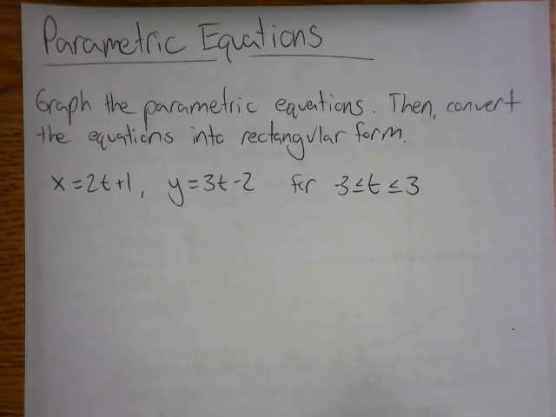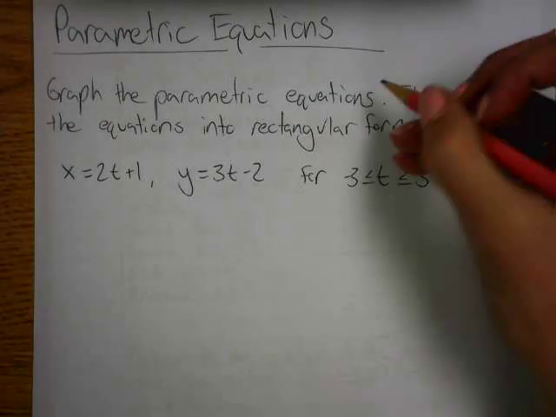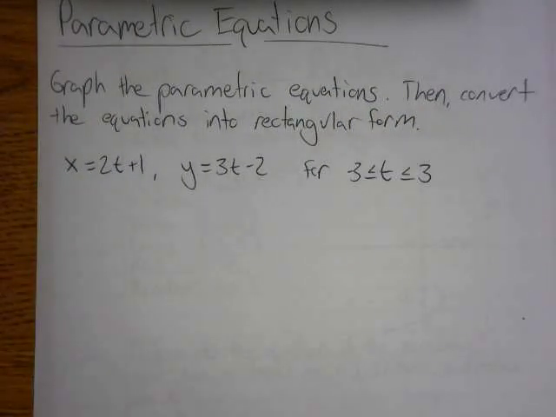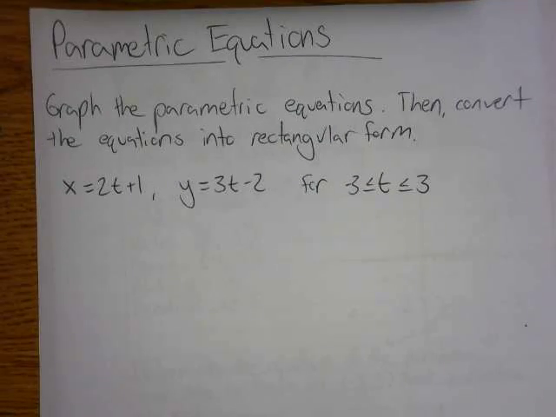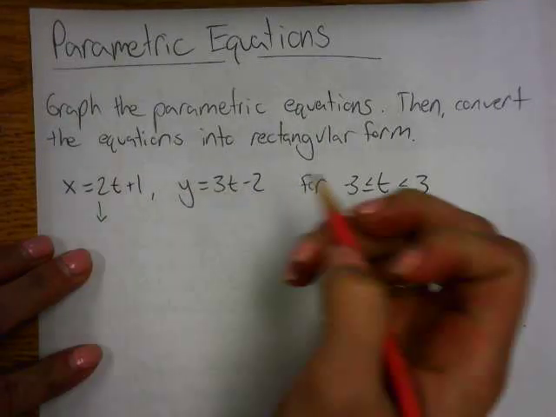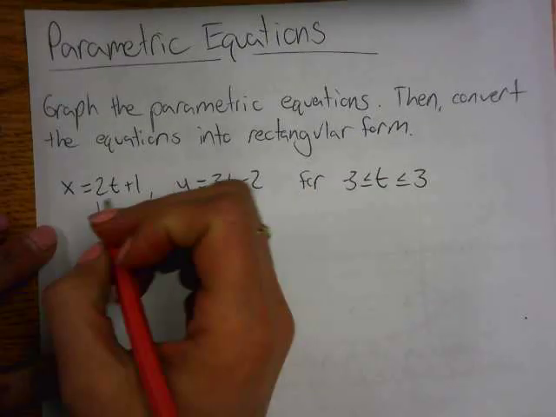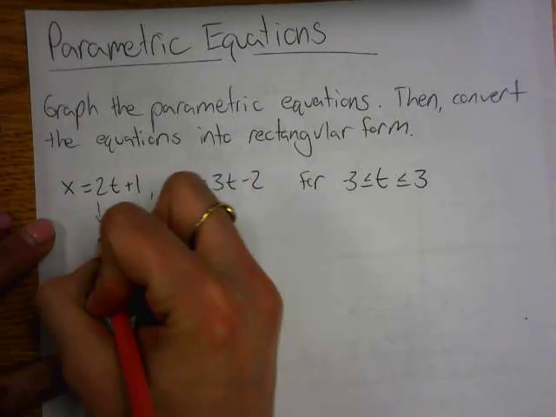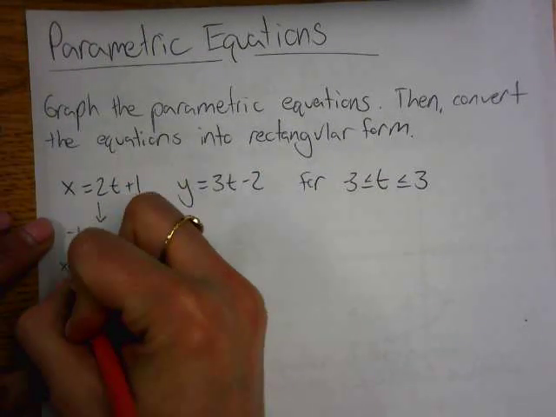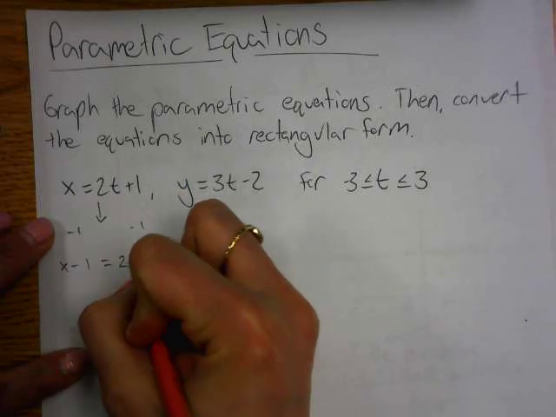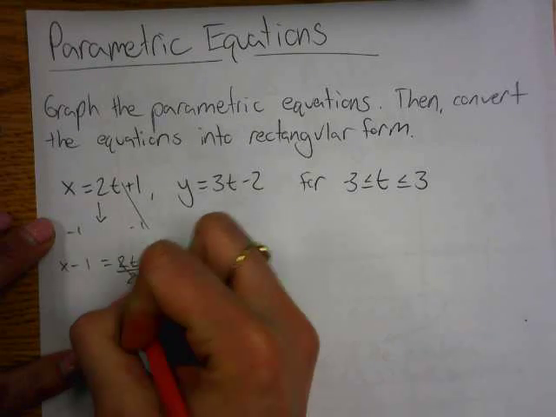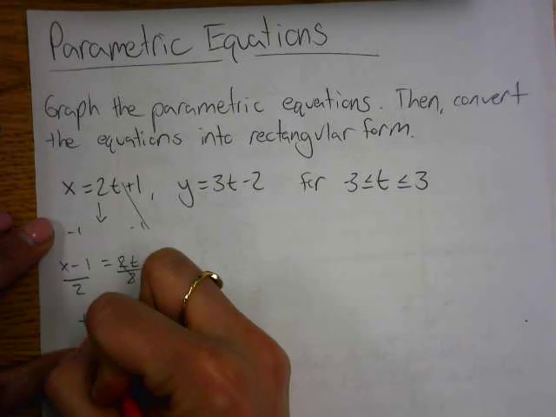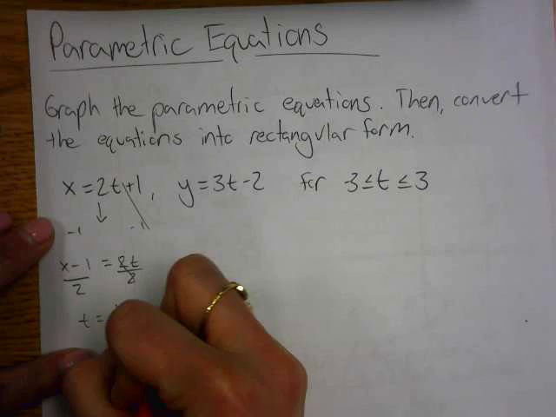If I need to convert them to rectangular form, remember that just means back to a regular equation with x and y where we have eliminated our parameter. So we want to eliminate t. So I'm going to do that by using substitution as a strategy. I'm first going to take this x equation and solve for t. So I'm going to subtract 1 from both sides and say x minus 1 equals 2t. And then I'm going to divide by 2 on both sides. And so that means t equals (x minus 1) over 2.